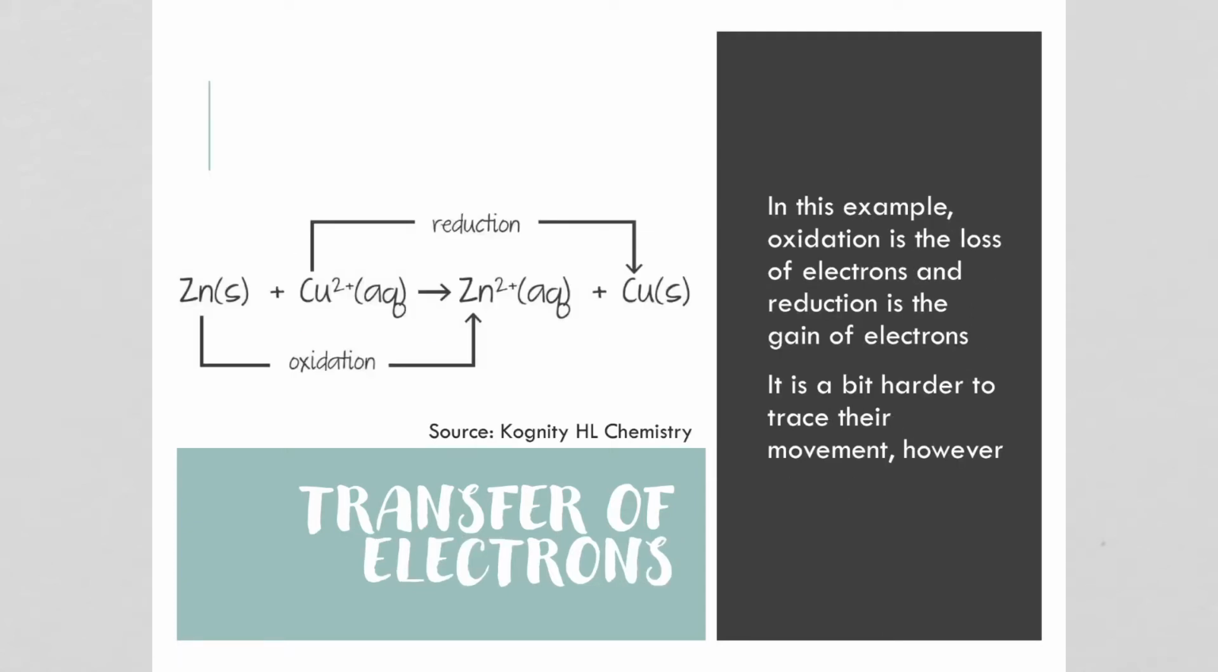Redox reactions also involve the transfer of electrons. In the example that we see here, oxidation is the loss of electrons. So zinc is losing electrons to become a zinc ion in solution. And reduction is the gain of electrons. So copper 2 ions gain electrons to become copper solid. It's a lot harder to trace the movement of electrons, however, so we often look at the movement of oxygen and hydrogen instead.